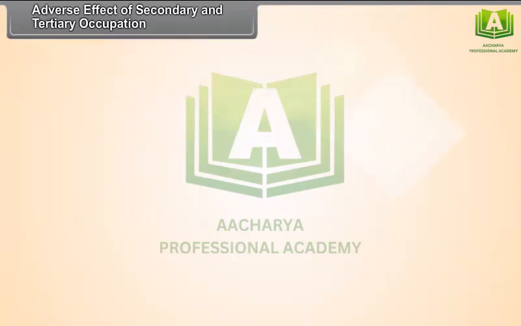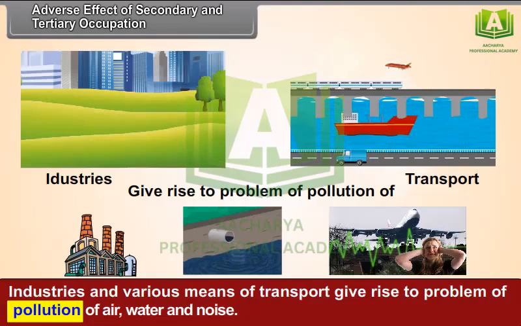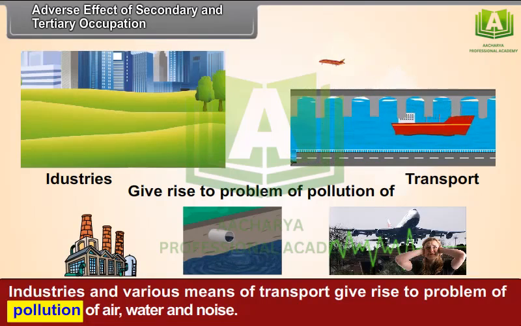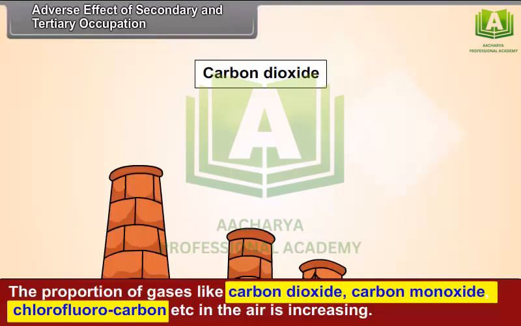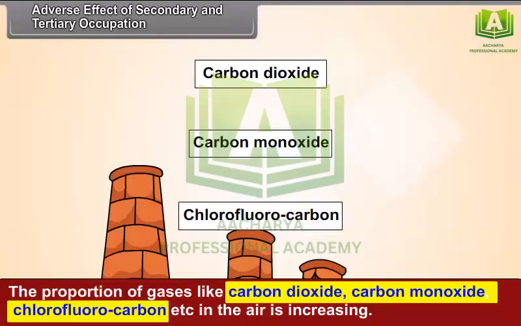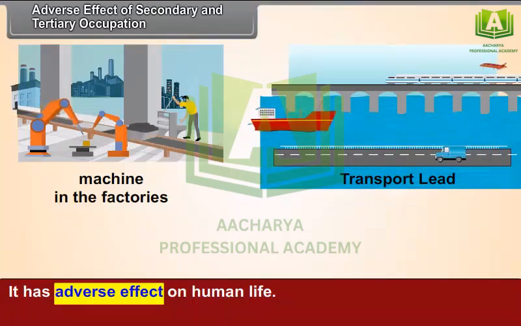Adverse effects of secondary and tertiary occupations. Industries and various means of transport give rise to problems of pollution of air, water and noise. The proportion of gases like carbon dioxide, carbon monoxide, chlorofluorocarbon, etc. in the air is increasing. It has adverse effects on human life.